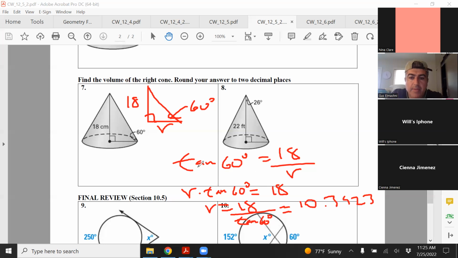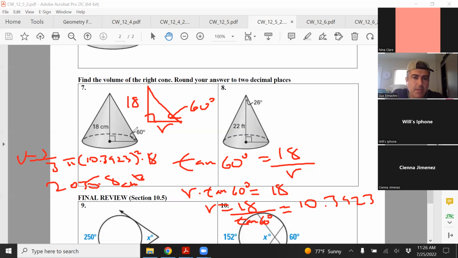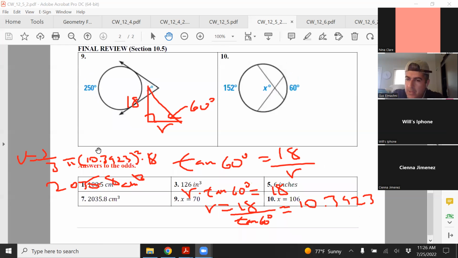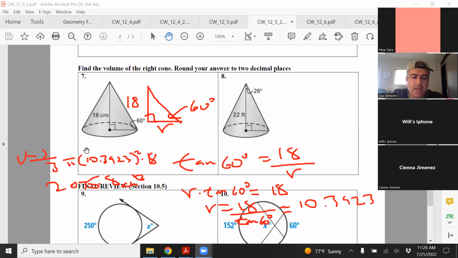Just to be a little more accurate. And then you're gonna do V equals 1/3 pi r squared times height, which is 10.3923 squared times 18. So you should get 2035.8 cubic centimeters. Yep, there we go, 2035.8. So yeah, just using trig. So you can see how this incorporates some of the stuff we've done earlier. So that reinforces that skill.